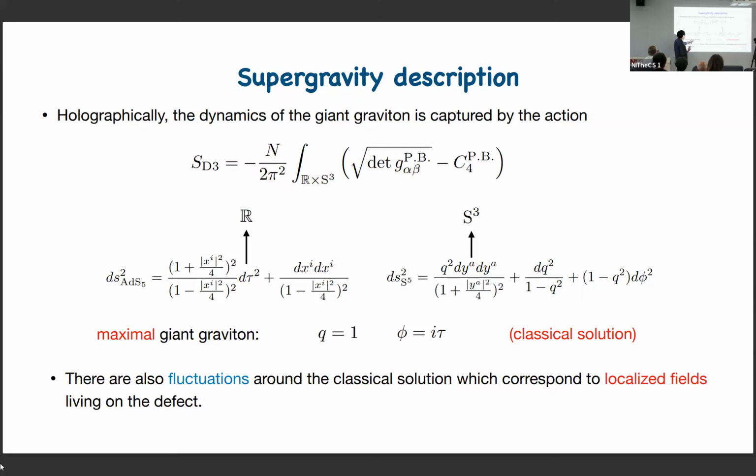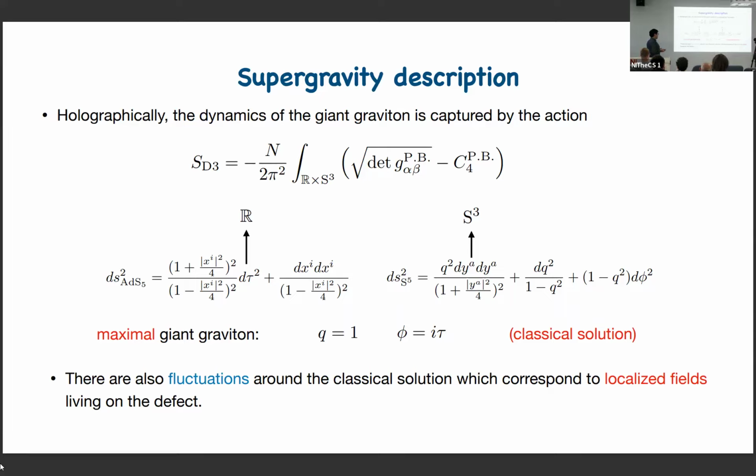And the line is parameterized by this parameter tau here. In the other directions parallel to the boundary, these are these xi's. And similarly for S5, these y's are the coordinates for S3. And then you also have 2 transverse directions, rho and phi. Now, the maximal giant graviton solution is rho equals 1 and phi equals i tau. This is the classical solution.